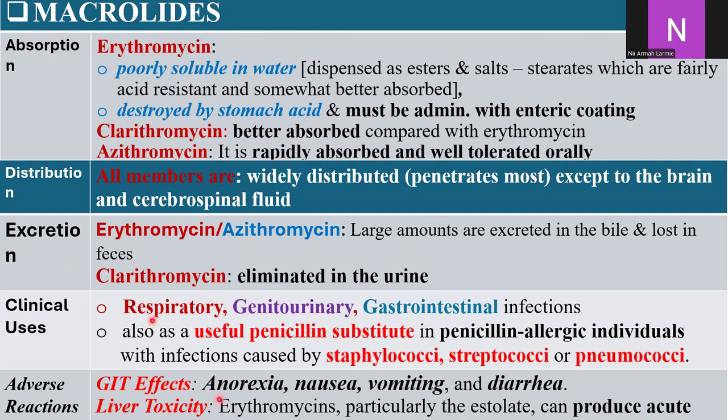Side effects include anorexia, nausea, vomiting, and diarrhea, the GI side effects. And because these drugs have an effect on the liver, especially erythromycin and its derivative clarithromycin, it has been shown that these can affect the liver enzymes. They can cause liver inflammation.